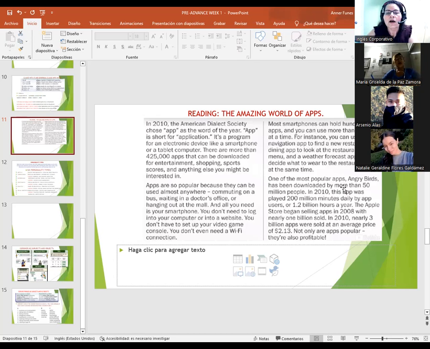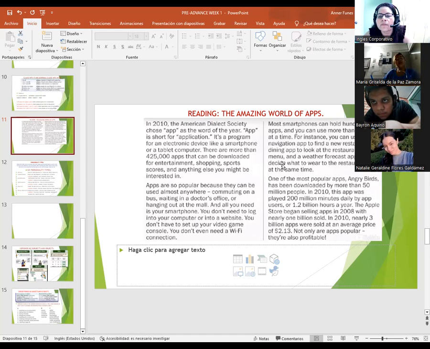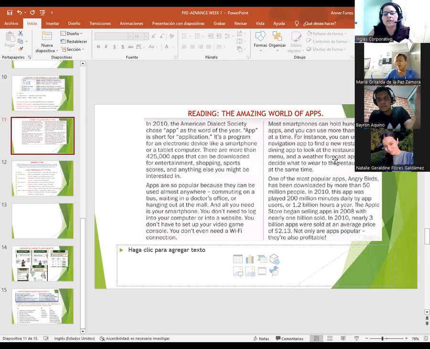What is forecast? Forecast is, let me see, la información del tiempo, about the weather. Tell me. Teacher, what is the meaning of forecast? Let me see. You can use navigation, maybe in a restaurant, a dining restaurant menu, and a weather forecast. Es la información del tiempo, weather forecast. Okay. Thanks. La información del tiempo, like when it's raining, when it's windy. Another?